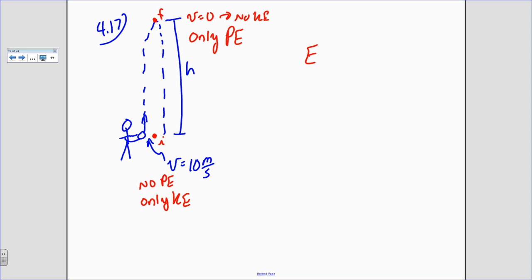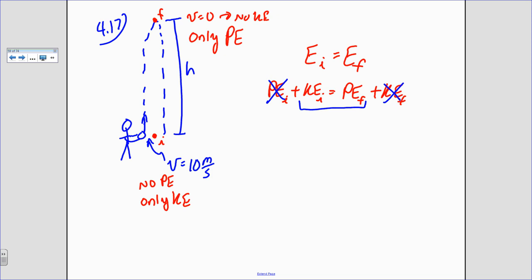So we can take our conservation of energy and say that E_i is equal to E_f. E_i consists of both potential and kinetic energy, and E_f consists of both potential and kinetic energy, but we said that there's no potential in the initial state, and there's no kinetic in the final state. So from this conservation of energy, we have this expression, that the kinetic energy, 1/2 m v_i squared, is equal to m g h. And I want to know, what is h?